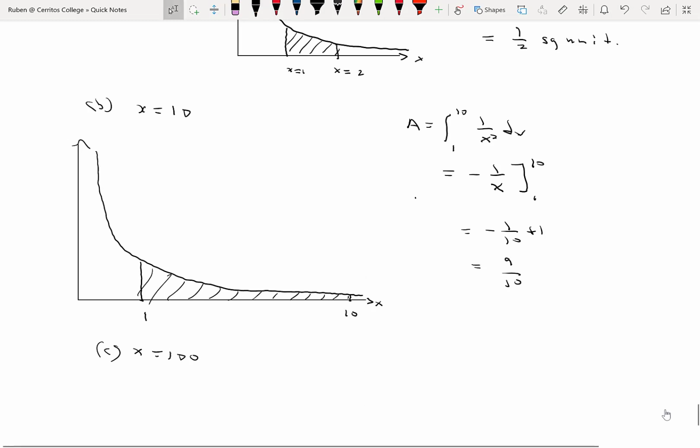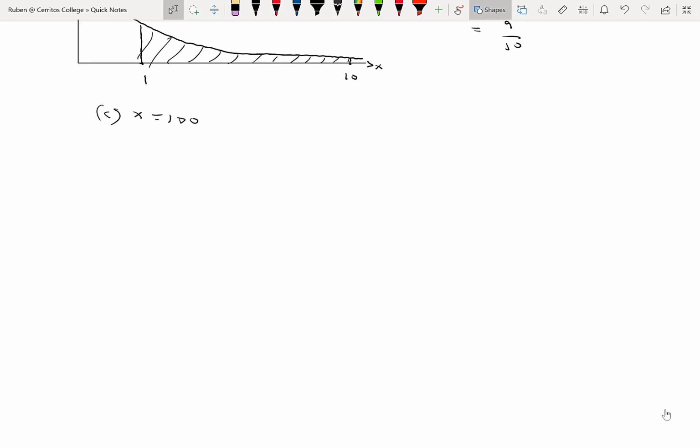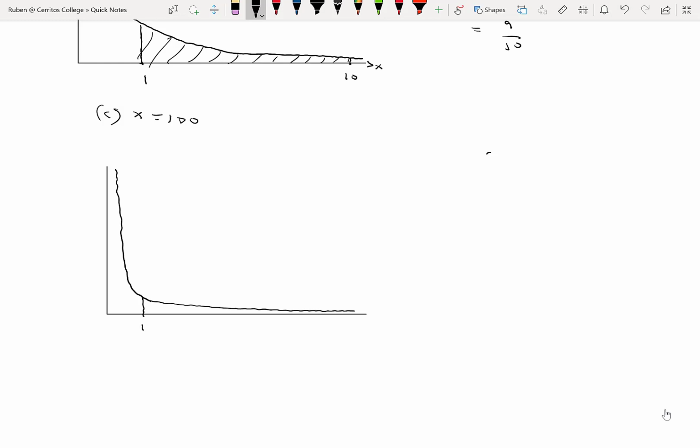Okay, once again, we consider the graph of our function. It's the same function, 1 over x squared, and it looks like this, asymptotically approaching the x-axis. This isn't going to be quite to scale, so here's x equals 1. Let's assume that way out here is x equals 100. From the previous part of the example, x equals 10. Again, this is not going to be to scale. x equals 10 would have been about right here.